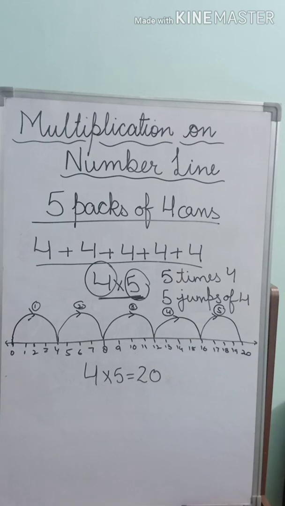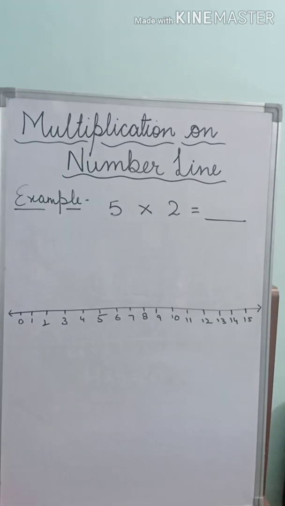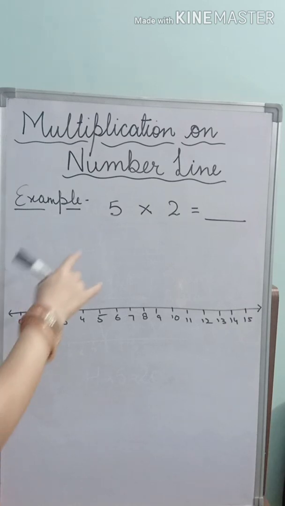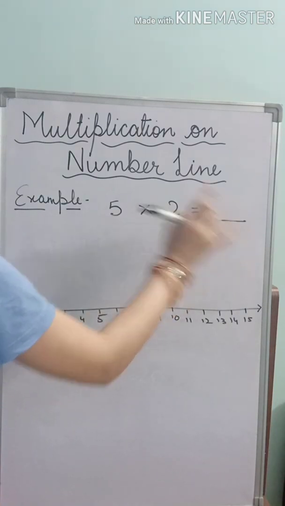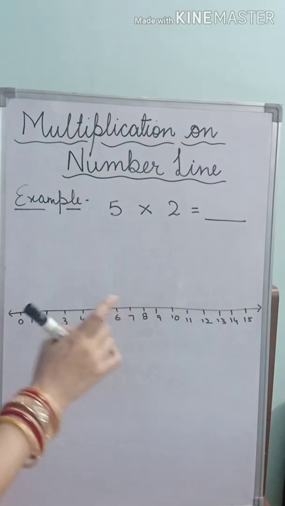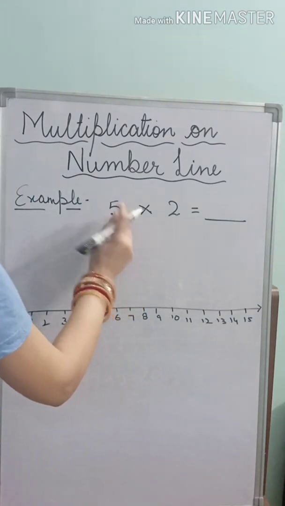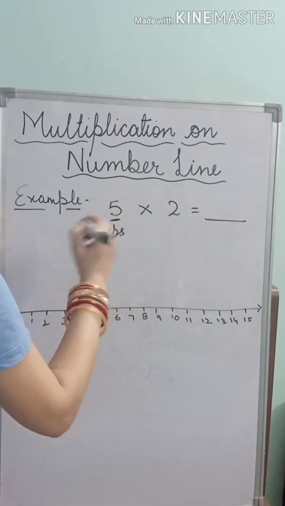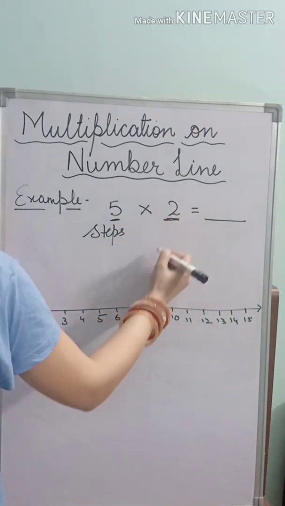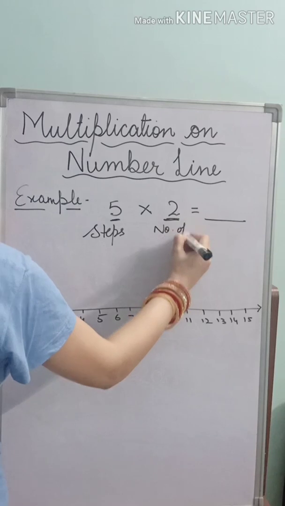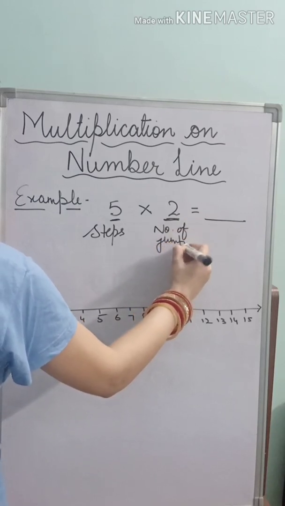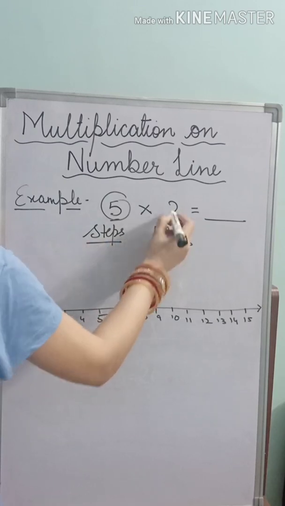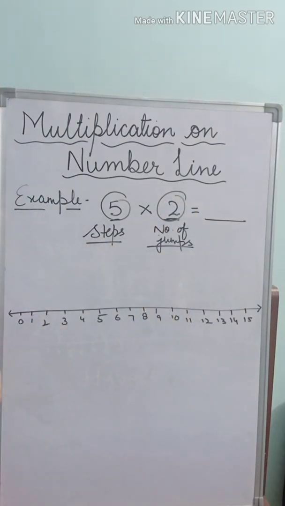Now let's do one more example so that you can understand it better. So here is another example: 5 multiplied by 2 is equal to dash. Always remember, the number 5, the number which comes first, is the steps. It means you have to take 5 steps. And how many jumps do you need? You need 2 jumps. So 2 is the number of jumps. The number which comes first is the steps, and the number which comes second is the number of jumps.